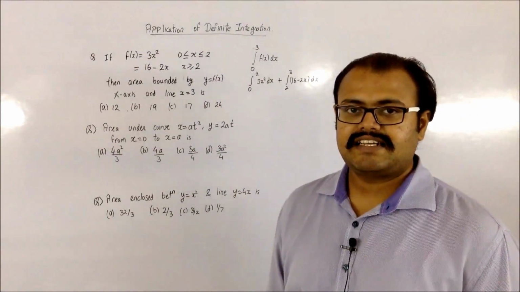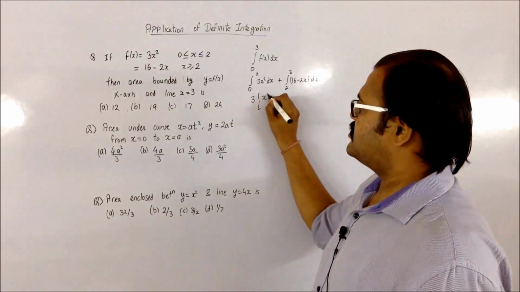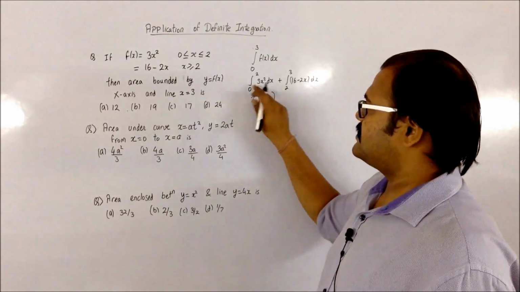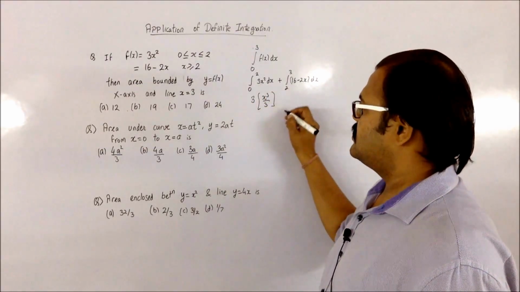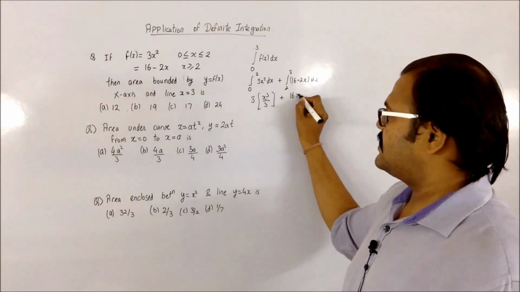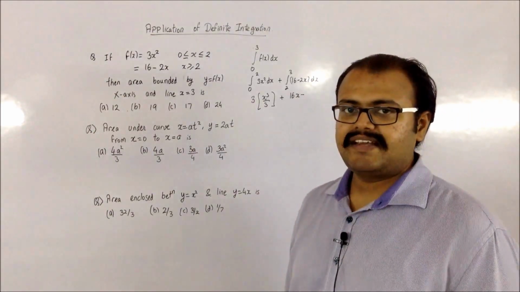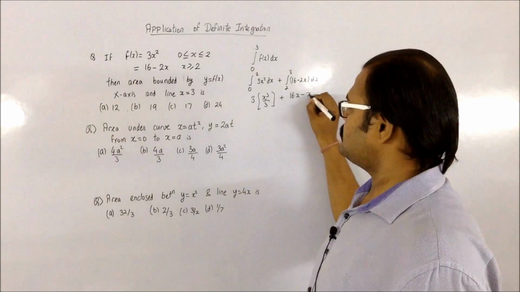So solving this integration, I will be getting it as 3 of x cubed by 3, because I am taking the 3 constant which is outside, plus 16 dx will be 16x minus 2x dx, integration will be x square.